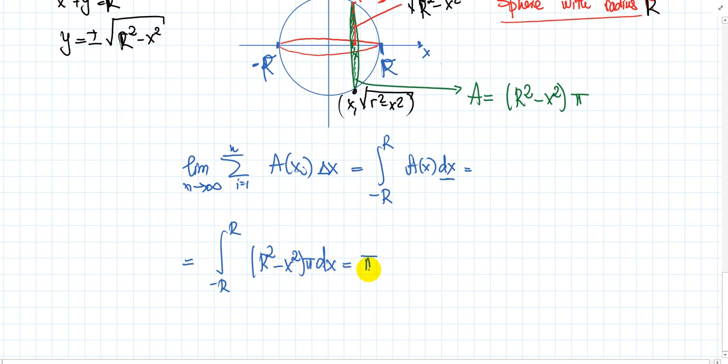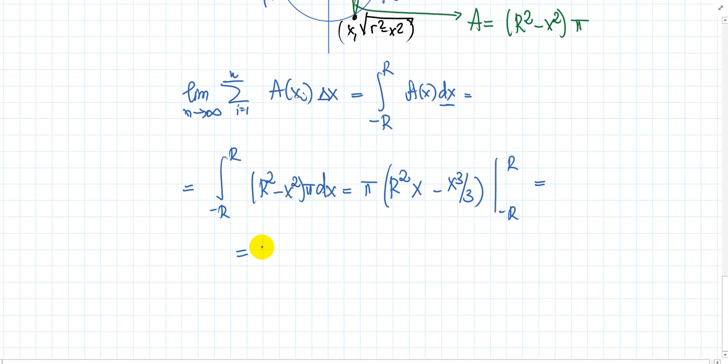So what is the antiderivative of R squared? It is R squared multiplied by x, because R squared is a constant. What is the antiderivative of x squared? It is x cubed over 3. Then I have to put the values from minus R to R. So let's put the R. You will have R squared multiplied by R, minus R cubed over 3.